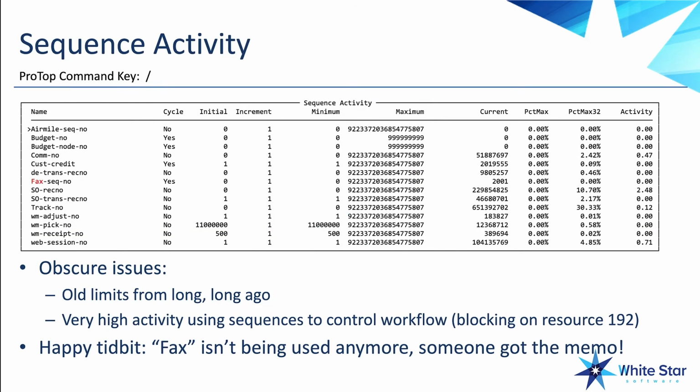Sequence activity can be another place where obscure things happen. Sometimes people forget to change old limits from back when they had 32-bit databases, and so you'll have a sequence maximum that's much lower than it could be. Or you may have a workflow system that has very, very high activity using sequences to control things. And you'll see this sometimes with users that are blocked on resource 192. Interestingly, in this case, there's a fax sequence number, but it doesn't seem to be used anymore. So hopefully that means that somebody got the memo about fax machines all having died off 20 years ago.